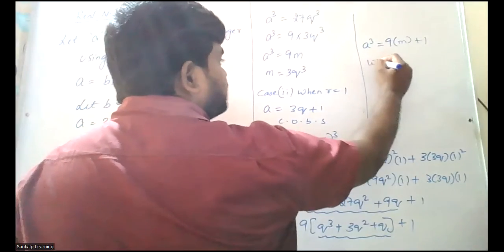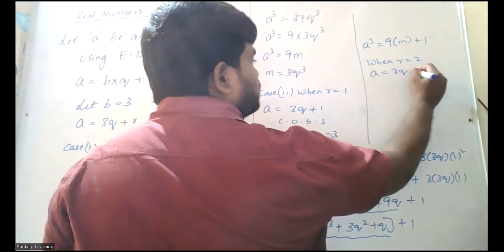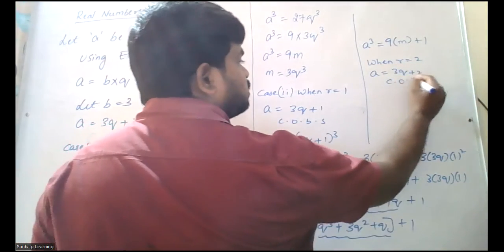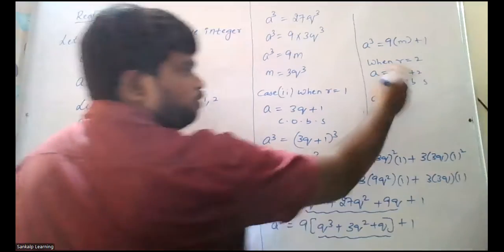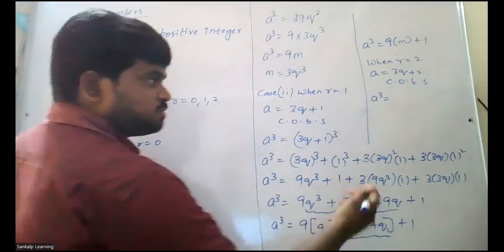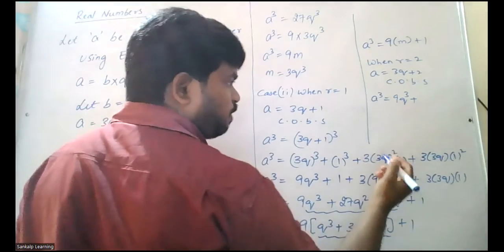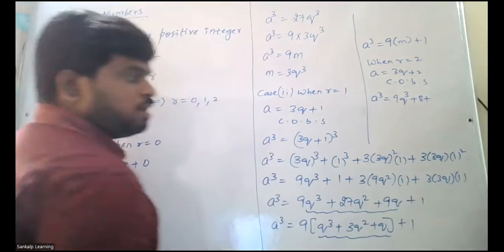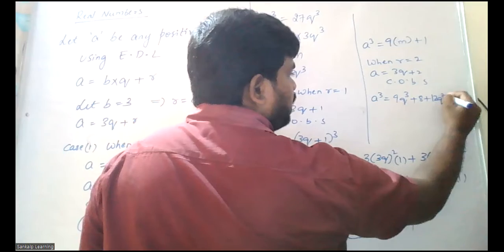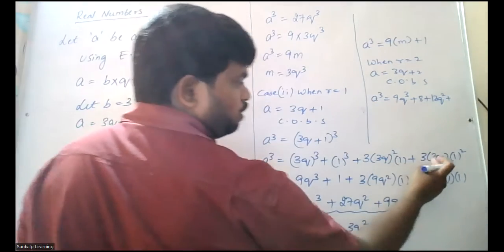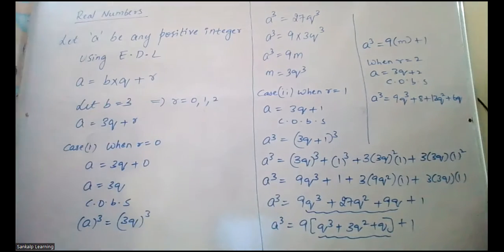If you take the next case, that is when r is equal to 2, you get a as 3q plus 2, cubing on both sides. So you get a cube, let me do it directly using (a plus b) the whole cube. Same stuff. You'll be getting 9q to the power 3 plus 2 cube is 8 plus, let me do it directly, 4 3s are 12q² plus 2 3s are 6q.